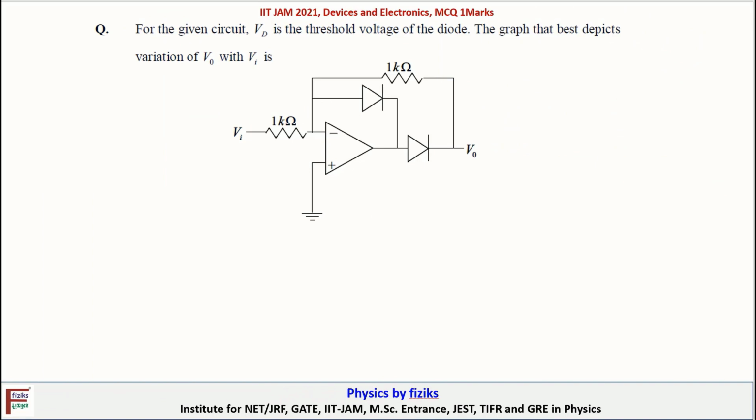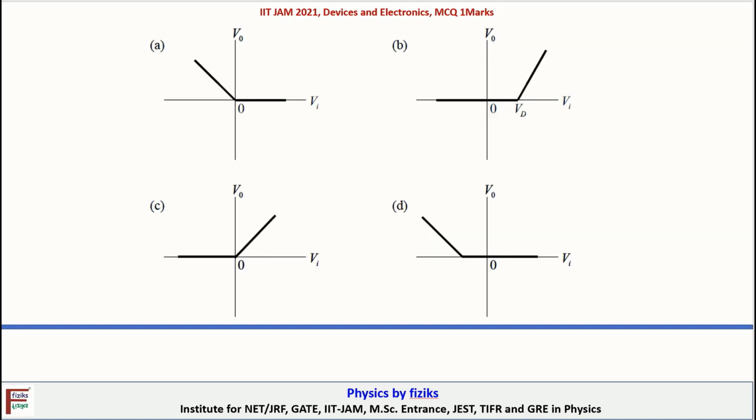In this circuit, it is given that Vd is the threshold voltage of the diode. Now we have to find the graph that best depicts the variation of VO with Vi. So four options are given. We have to see the variation of VO with Vi. We have to verify options A, B, C, D. Which of the following is correct?